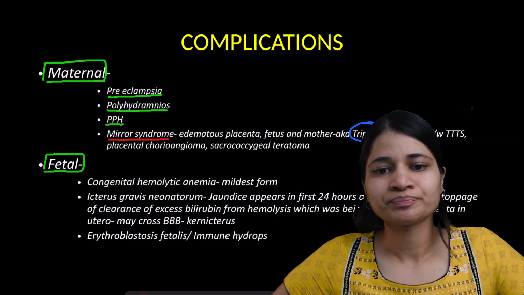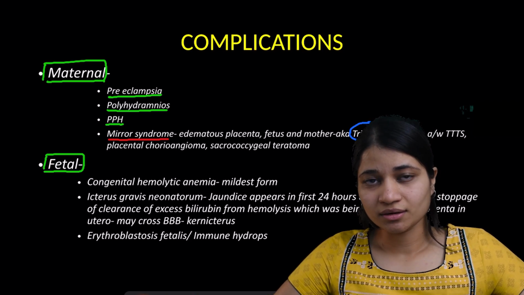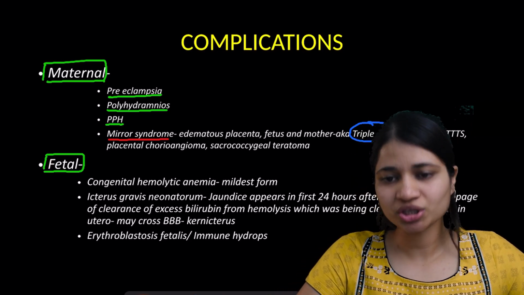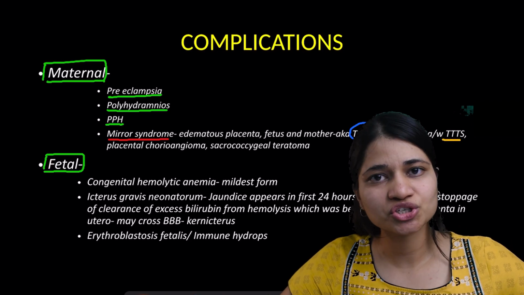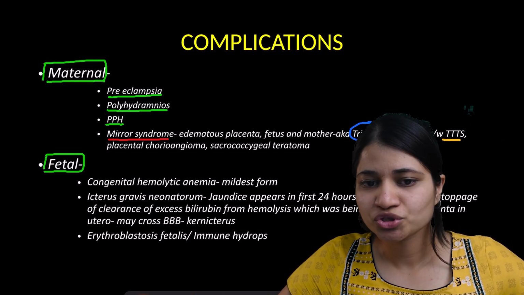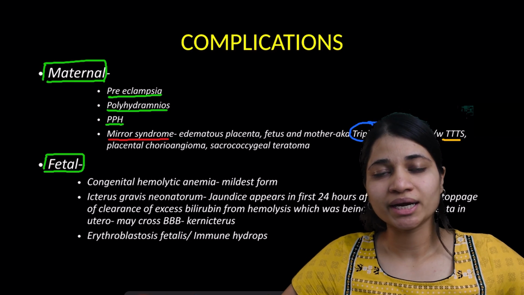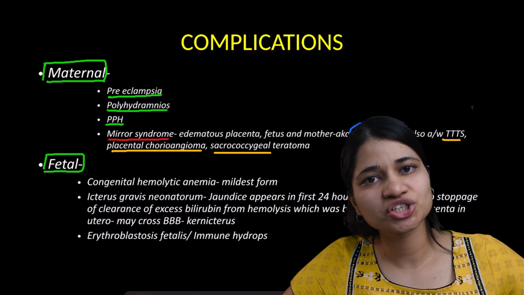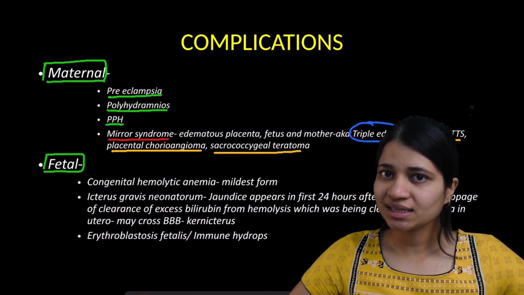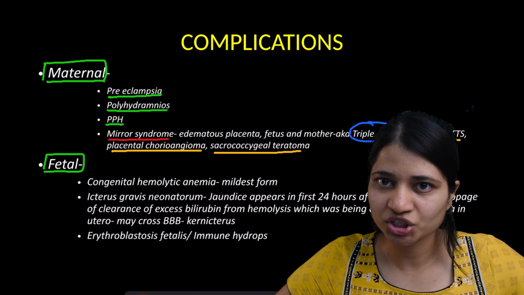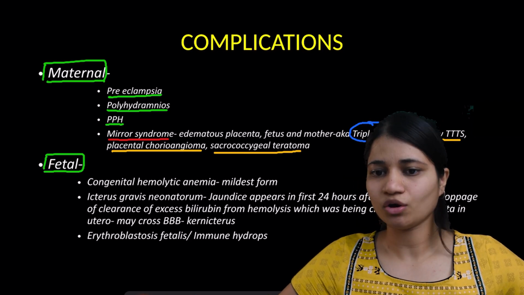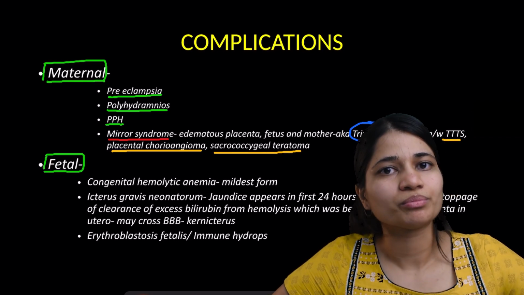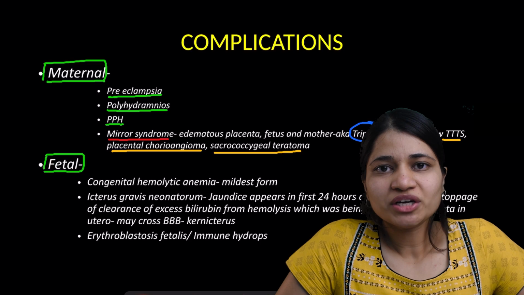that of the placenta. Now this triple edema is not specific to Rh isoimmunization. It can also occur in other conditions such as twin transfusion syndrome, and it can be associated with placental chorioangioma or tumors like sacrococcygeal teratoma. So basically anything which is causing hyperdynamic circulation can cause edema of the placenta, of the mother and of the baby. This triple edema is what is known as mirror syndrome. Now let's talk about the fetal complications.